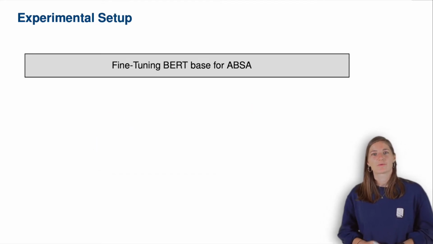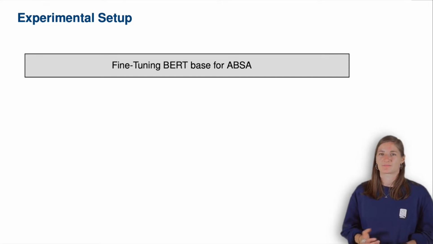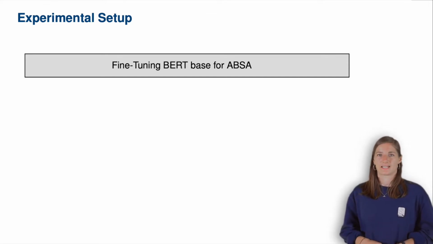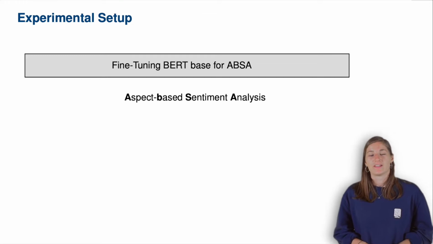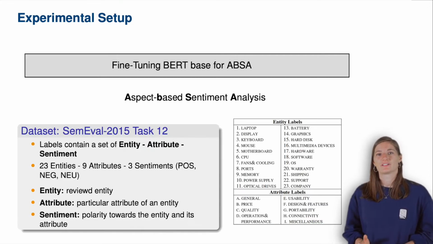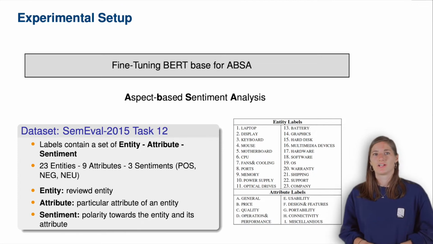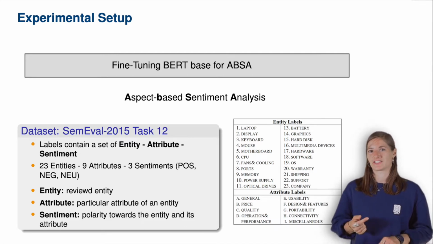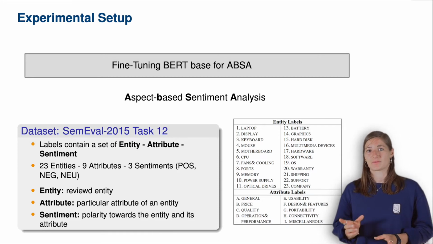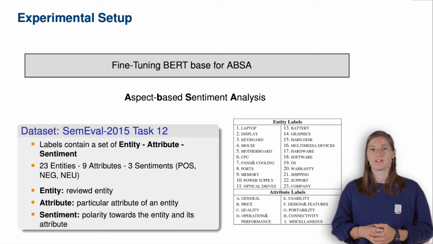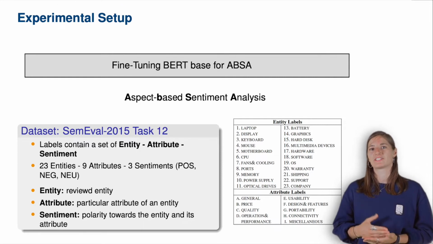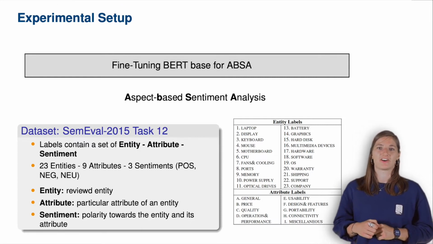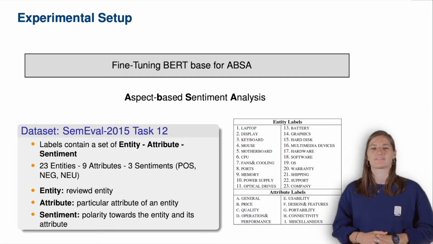We started off with training a BERT-based model on the laptop domain and fine-tune it on the ABSA task in a second step. To do so, we used the SemEval 2015 task 12, which is considered a benchmark dataset for research on the ABSA task. An aspect category is defined as a combination of an entity and an attribute describing the entity. The second part of the annotation is the sentiment label, which expresses the polarity towards the aspect category and can take on the values positive, neutral, and negative.